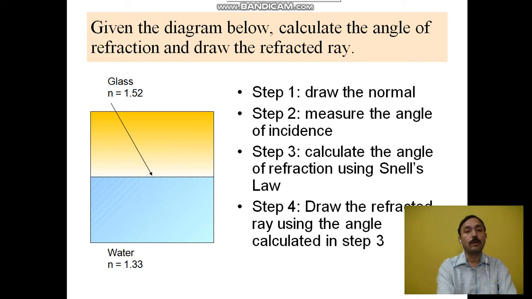First we have to draw. Step 1 is the normal. Second step, measure the angle of incidence. Third step, calculate the angle of refraction using Snell's law. And fourth step is draw the refracted ray using the angle calculated in step 3.